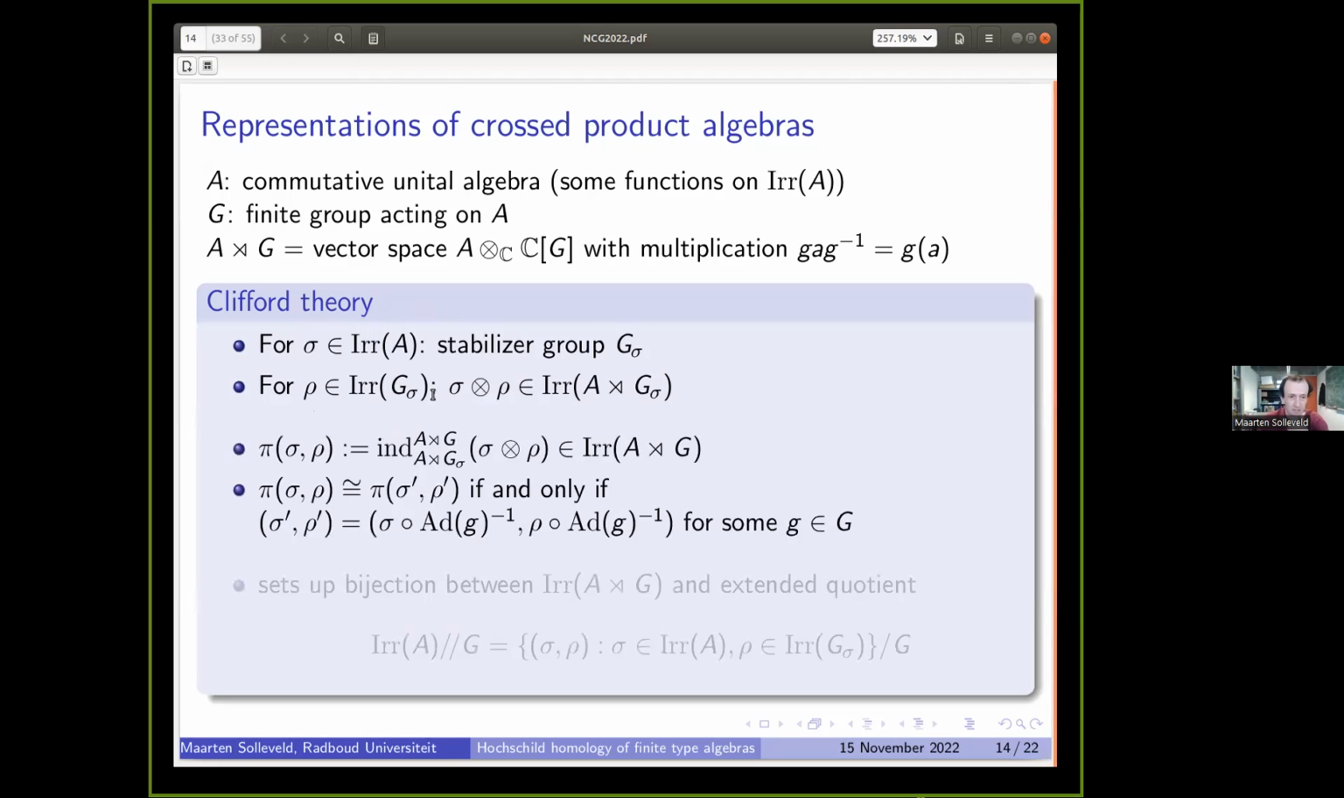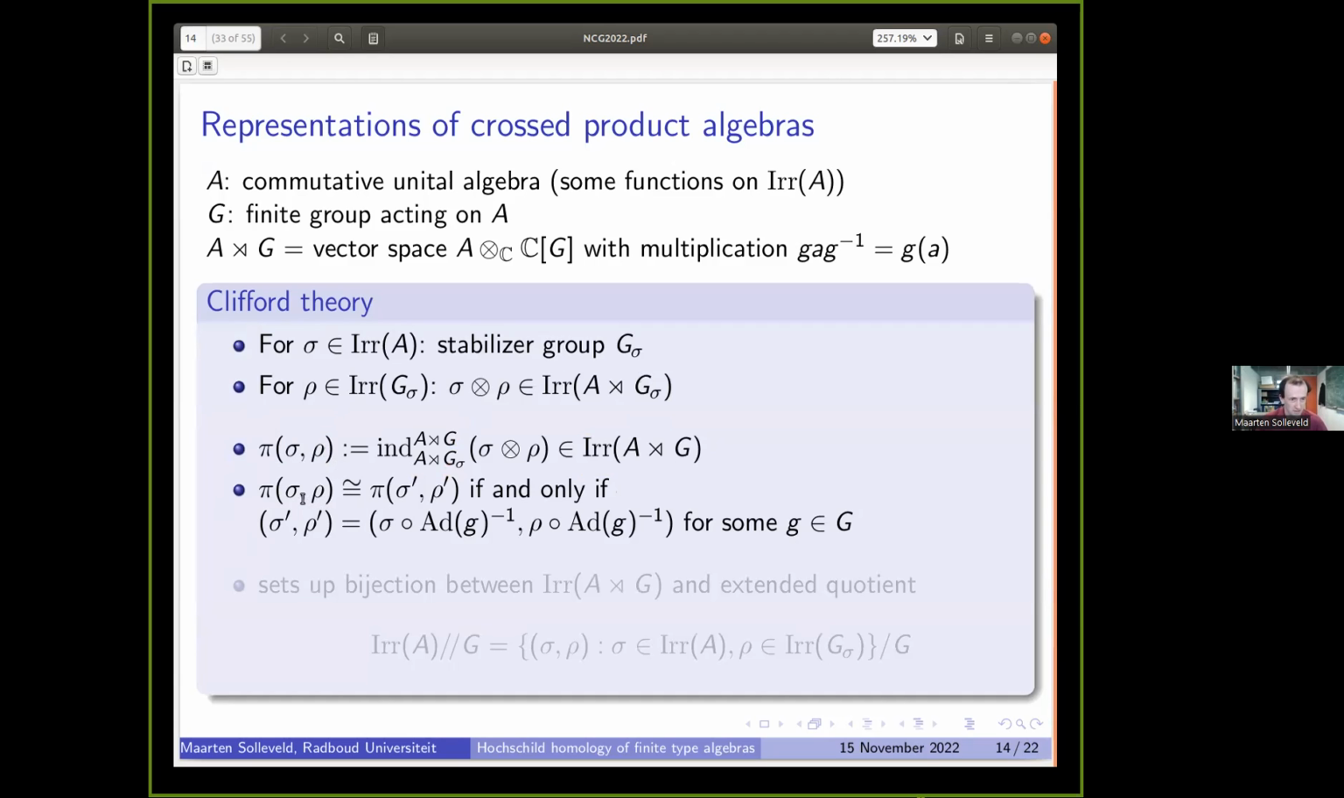And then the next step is you induce from this smaller algebra to the full cross product algebra. And this turns out to preserve irreducibility under the conditions that I stated there. In fact, this produces all irreducible representations of this cross product. This is one of the things discovered by Clifford, or maybe even already Frobenius, in this setting. It is very classical. And you can also analyze in these terms when two of these data, sigma and rho, give rise to the same representation.